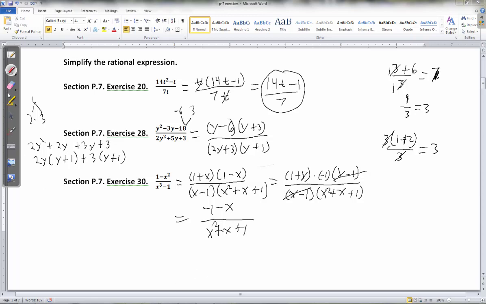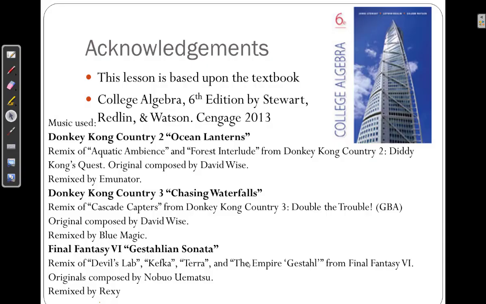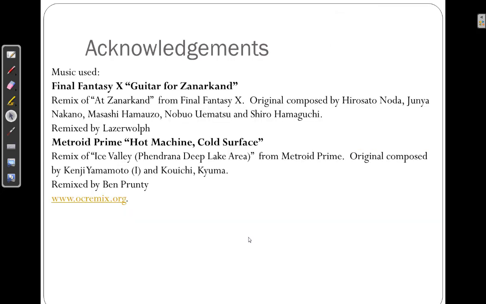So that is finding the domain of a rational expression and simplifying a rational expression. Next time, we will look at multiplying and dividing rational expressions, and maybe do some addition and subtraction.